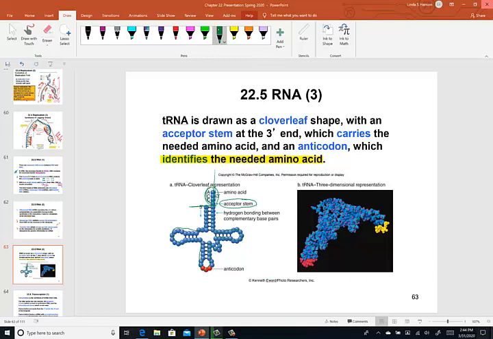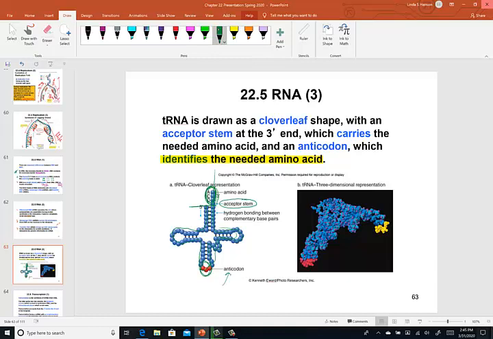However, at the top of this structure, we have a section of the strand that is not hydrogen bonded against the other side of the same strand. So it hasn't coiled all the way around. It's left a little bit exposed. That's known as the acceptor stem. And down at the very end here, you'll see that this particular region is known as the anticodon, and that's this very specific region that identifies the amino acid, and we'll learn how based on the sequencing of the code right there.